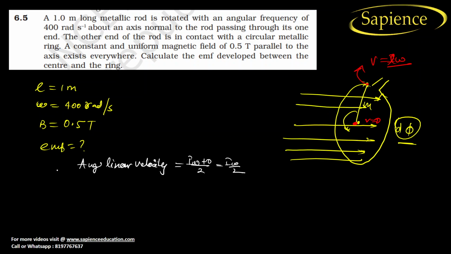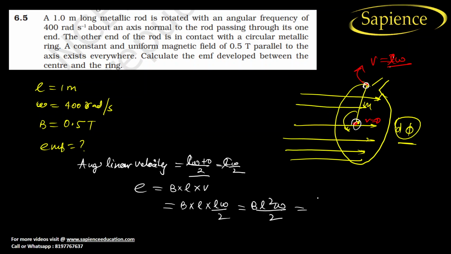Now the EMF developed between the centers of the rings we need to find out. We have got the average velocity, because on one side there is zero velocity and on the other side there is L omega velocity. We have done just averaging so that we can get the best result. So EMF will be equal to magnetic field into length into velocity. This will be B into L into L omega divided by 2, so this will be B L square omega by 2.